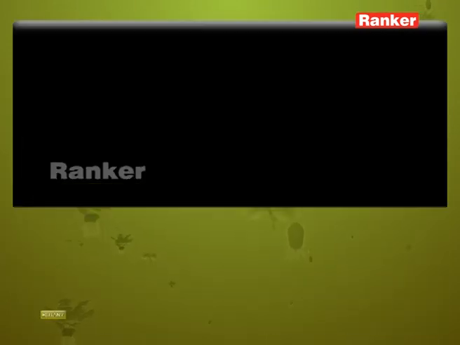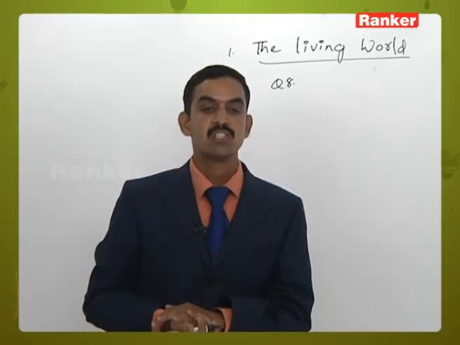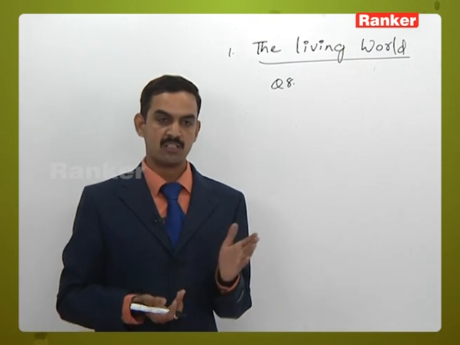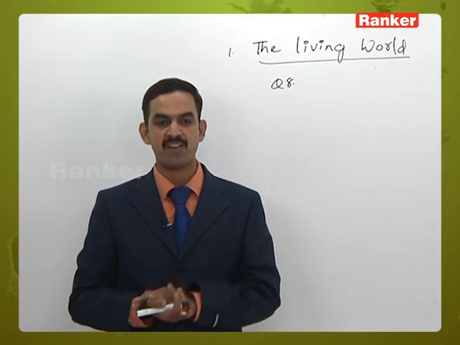Question number 8, study the following list. There are 2 lists given, list 1 and list 2. So list 1 includes A, flora, B, manuals, C, monographs, D, keys. In list 2, first one, identification of names of species found in an area; second one, preserving plant and animal species; third one, information on any one taxon; fourth one, analytical in nature; fifth one, actual account of habitat and distribution of plants of a given area. So out of the 2 lists given, we have to identify the correct match for A, B, C, D given in list 1.